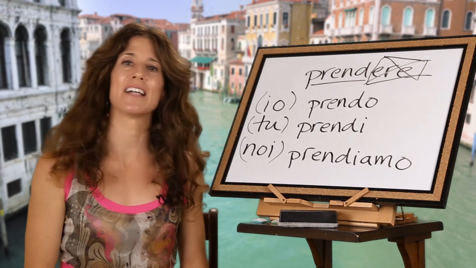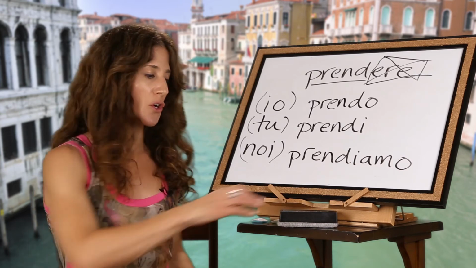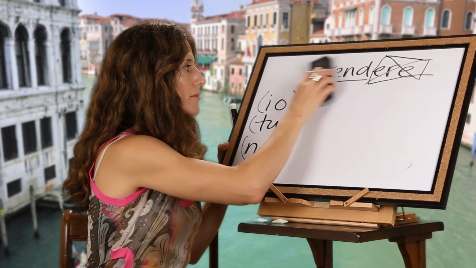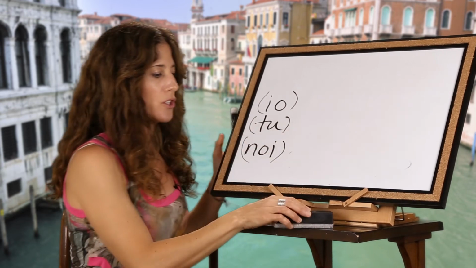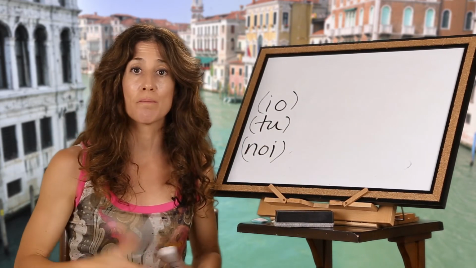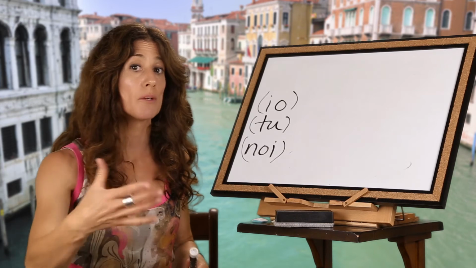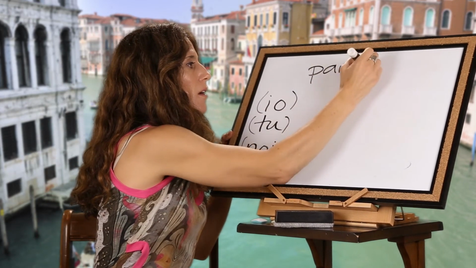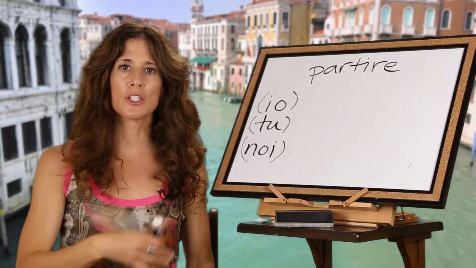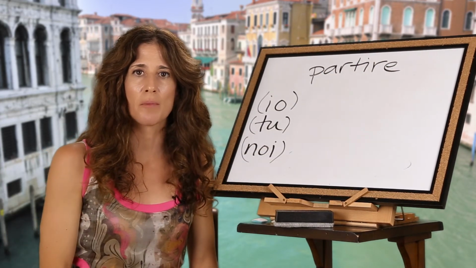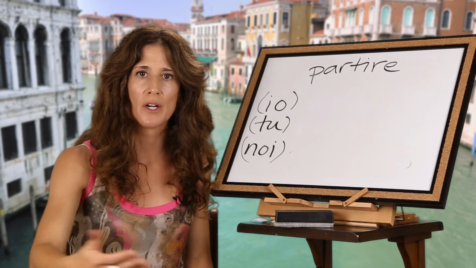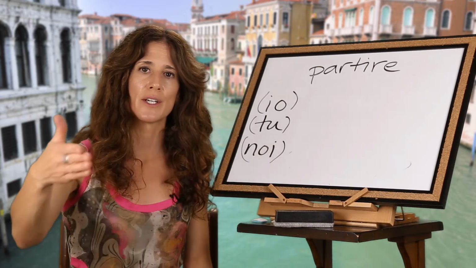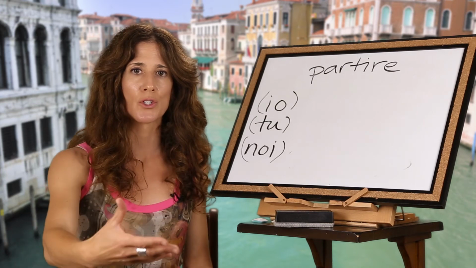Okay, andiamo avanti. One last verb. So we're going to look at a verb that ends in ire. And a good verb to use while traveling is the verb partire, which means to depart. But it means to depart from a city. It doesn't mean to depart from your house to go to the store. For that you would use the verb to go there. So this is if you're in Milan and you're going to Venice. Okay, you would say parto.